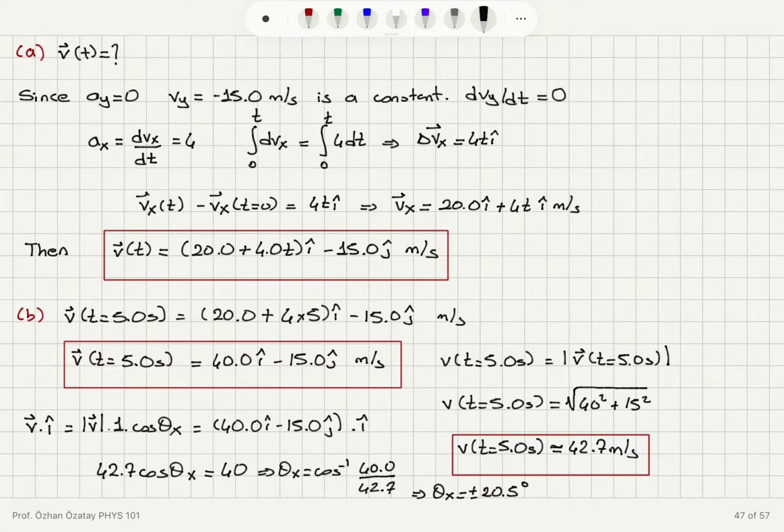Now I know that the velocity's x component is positive, because it's 40 i hat, and the y component is negative. X component positive, y component negative corresponds to the fourth quadrant. So if I'm in the fourth quadrant, I need to take the angle theta x to be minus 20.5 degrees, not plus, because if I take plus, vx and vy would both be positive.